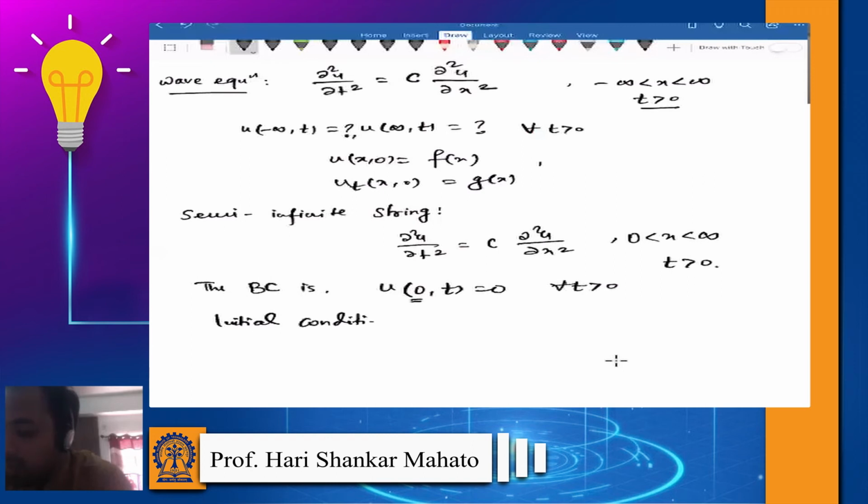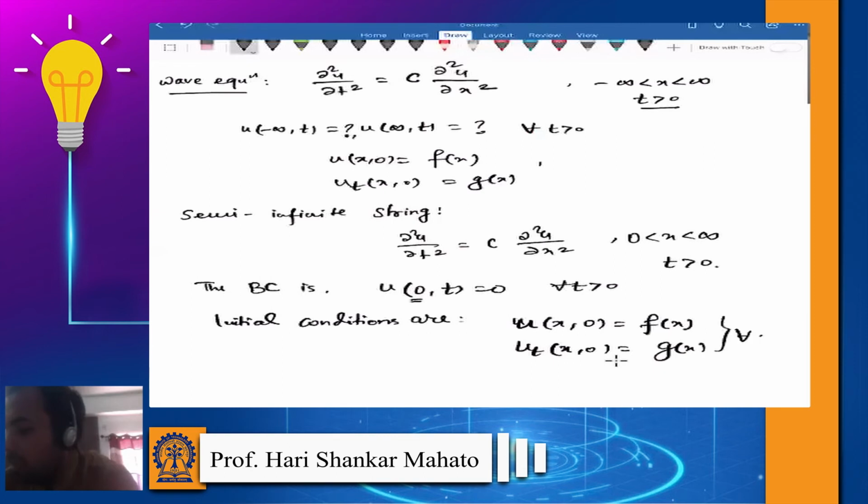And the initial conditions are, let's not write t first, let's write u first. So u(x, 0) equals some function f(x) for every x, and u_t(x, 0) equals some g(x) for every x greater than 0. You can see that t is 0. So when t is 0, that's when we call it an initial condition.